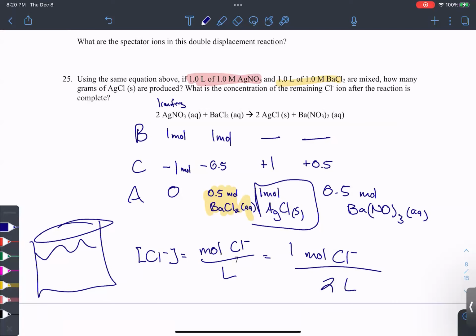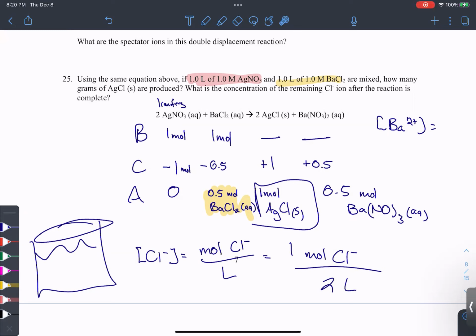What if I asked, what is the concentration of barium after the reaction's complete? It's the same thing. You look at where all my sources of aqueous barium are. Here, there's half a mole, no barium there, another half there. So 1 mole of barium divided by 2. So for barium, there's 2 sources, and they're both aqueous.